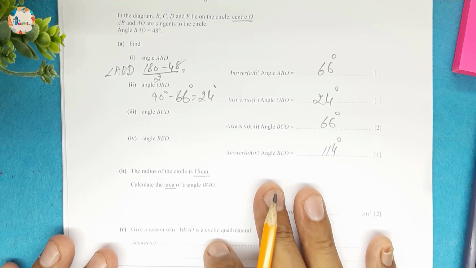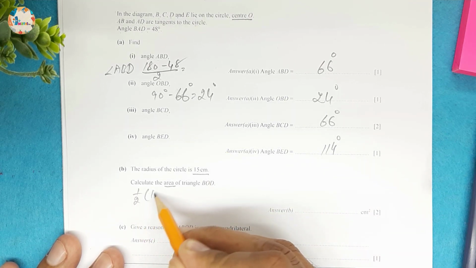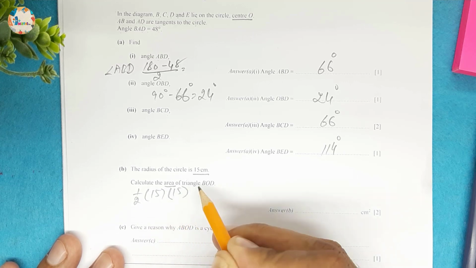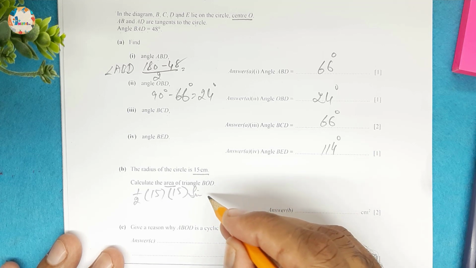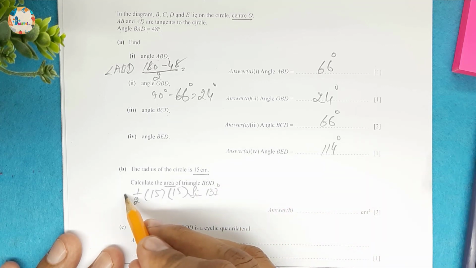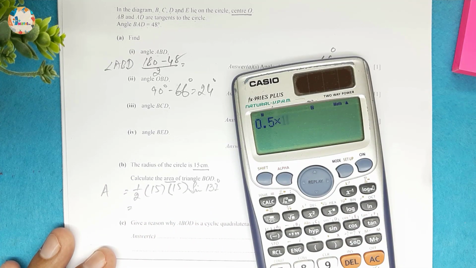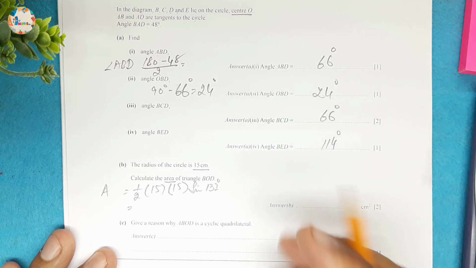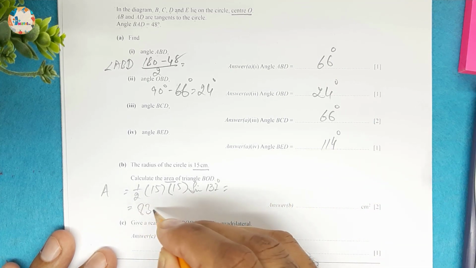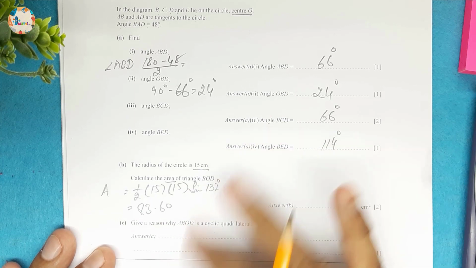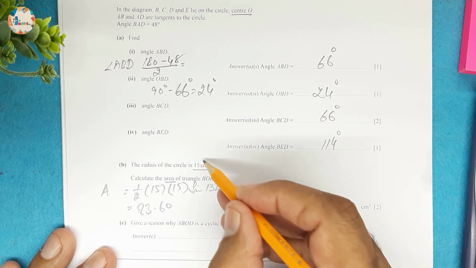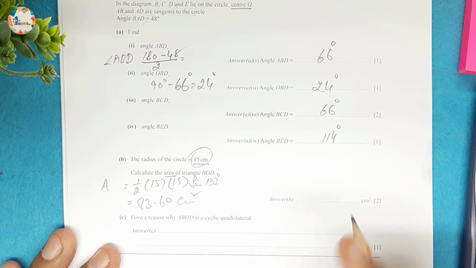So we can use this one. So half into A into B into sine C. Sine will be 132 degrees, and this will be basically the area. So this one we can simplify. 0.5 into 15 into 15 into sine of 132 degrees, and this will be resulting to 83.60 centimeter squared, because this is in centimeters, so we can write here centimeter squared. So 83.60 will be the final answer.